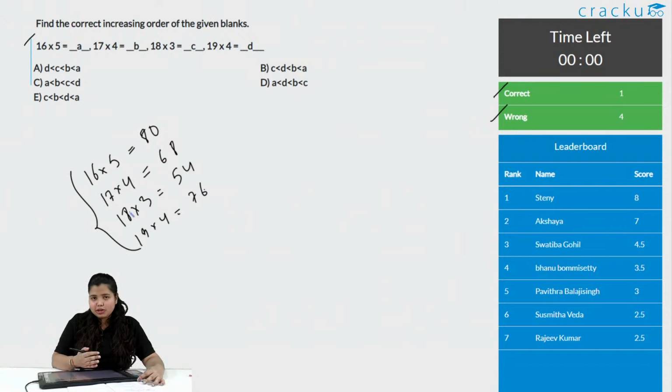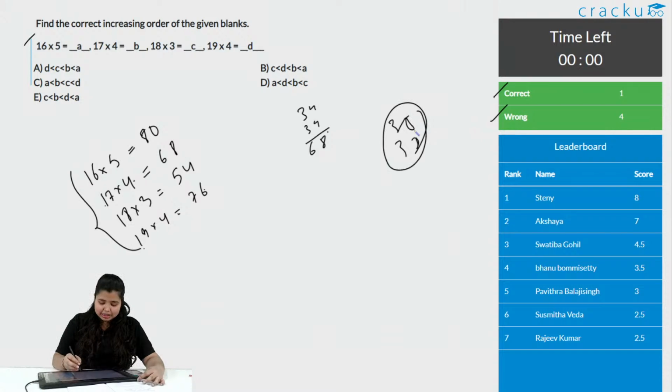If you even don't know the answer, you can just divide it, like it's asking 17 into 4. So, we know 17 into 2 is 34. Now, we just need double of this, that is 68 again. We know the double of 18, just add 18 to it. We know the double of 19, that is 38. Add again 38 to it, you will get the answer. But doing this will take time.